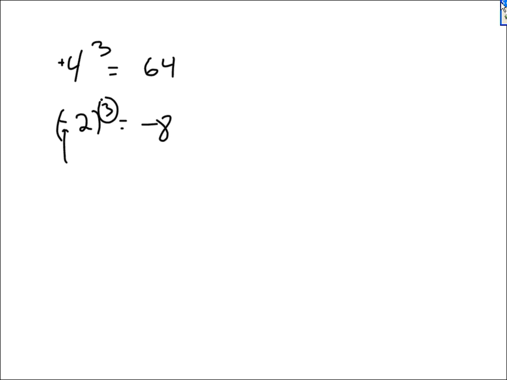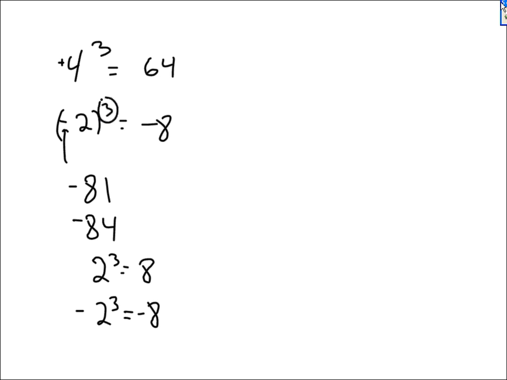Now, this number is 8 with a negative sign in front of it. Hence, negative 8. 2 cubed is 8. This is 8 with a negative sign in front of it. That makes it negative 8.